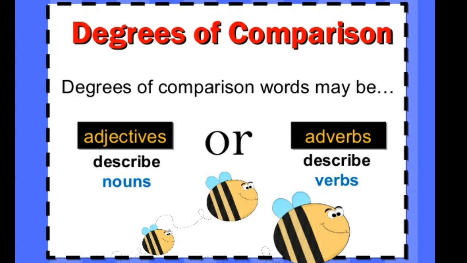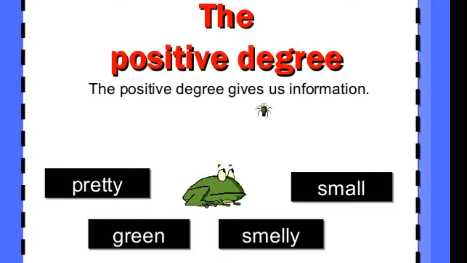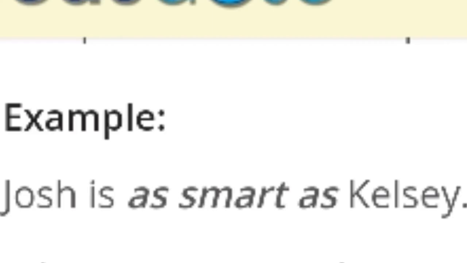Now let us see the first one, positive degree. The positive degree gives us information such as pretty, green, smelly and small. The positive form refers to the unaltered form. This form can be used to compare items; note that the adjective should have as prior to be complete. For example, John is as smart as Kelsey.